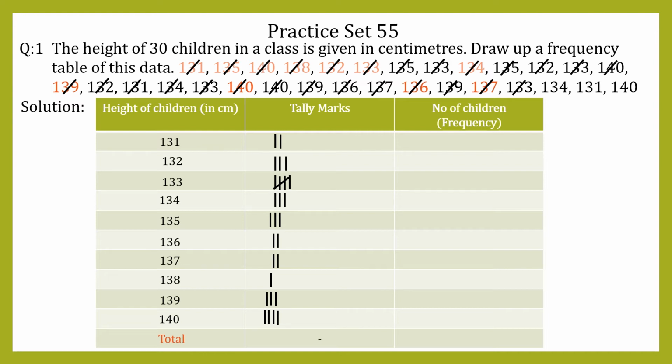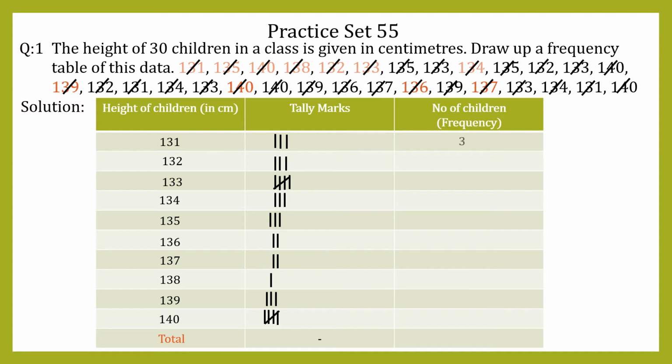Next is 134. So tally mark for 134 and we'll strike it out. Next is 131. So tally mark against 131 and let's strike it out. Next is 140. So now in the tally marks column against 140, you can see already we have 4 tally marks. So for this 140, we will use a slanted line.